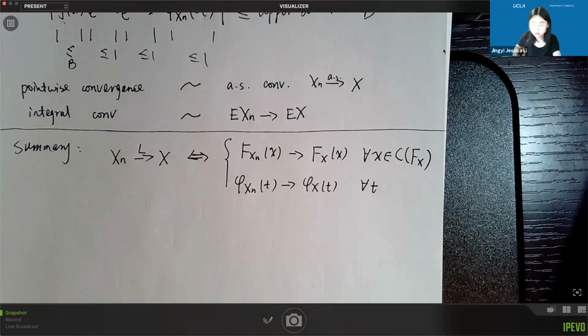Okay, so that's about the convergence in law, some foundations. And then I also want to give you a little preview: Levy's continuity theorem is one way to prove the central limit theorem. So with that, the central limit theorem proof becomes much more straightforward.